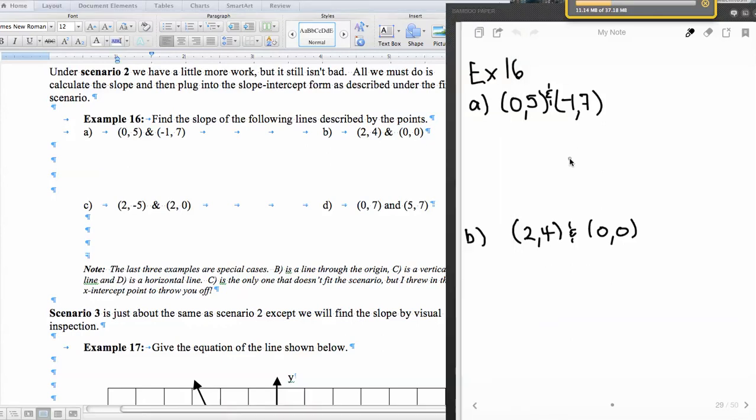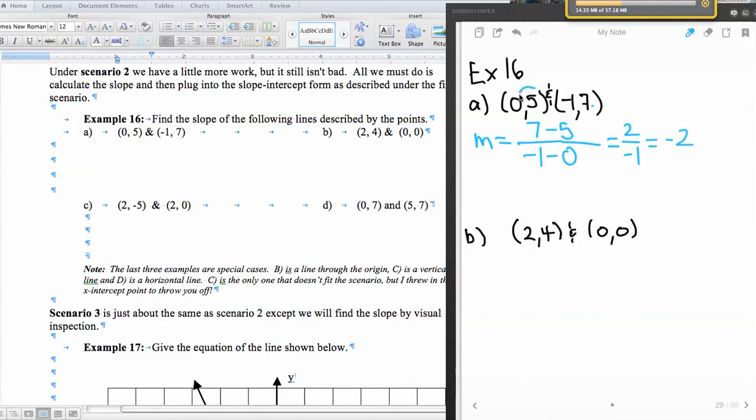So let's look at example A here. We have the ordered pairs 0, 5 and negative 1, 7. Neither the x's nor the y's are both the same, so this is not a special line. So we're simply going to start out by finding the slope of this line. We're going to use the slope formula we learned way back in chapter 2 in this book. So y1 minus y2, so 7 minus 5, over x1 minus x2, negative 1 minus 0, and we simplify. 7 minus 5 is 2, negative 1 minus 0 is negative 1. Simplify that slope to negative 2.